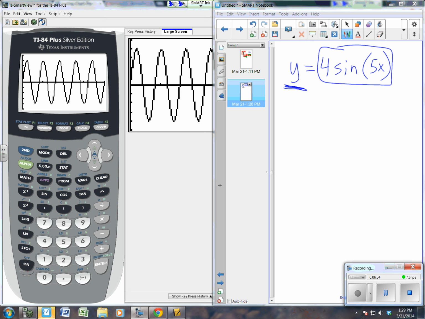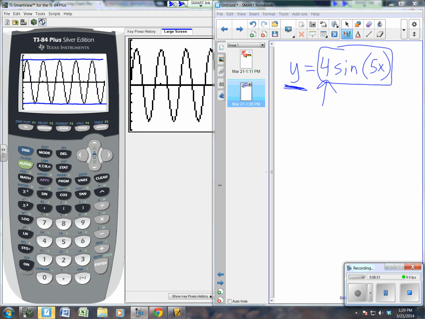Okay, let's look at this and see if it is right. You'll notice that we go up. The graph's peak hits at 4. Its low points, its minimum points, are at -4. So that means the amplitude is 4. So I got that part right.